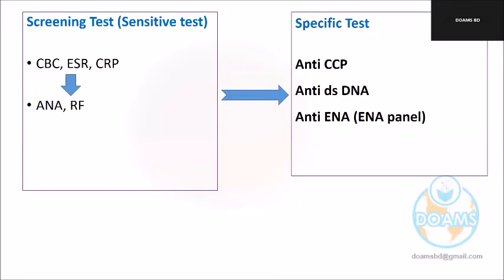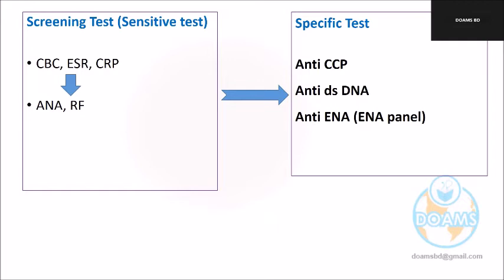But if I think it could be SLE, then it will be ANA. But I cannot think of SLE or rheumatoid arthritis. It could be ANA and rheumatoid factor both. If I am confident clinically this is SLE, we will include anti-dsDNA. Again, if I am in favor of rheumatoid arthritis, I will not include anti-dsDNA. I will include anti-CCP.